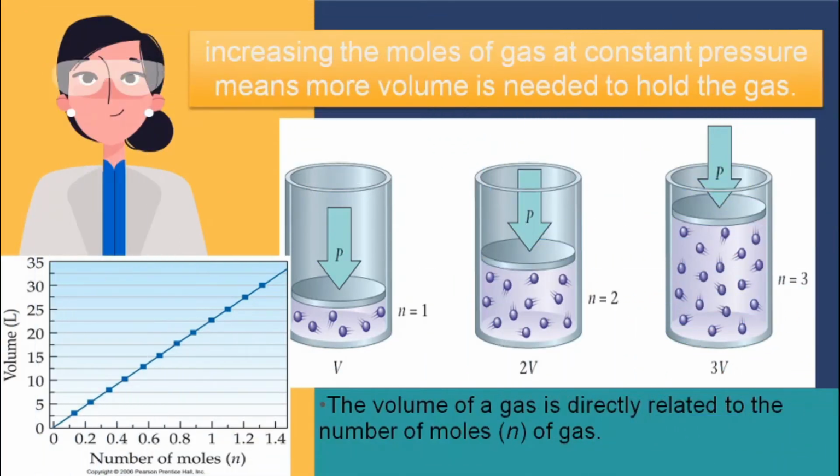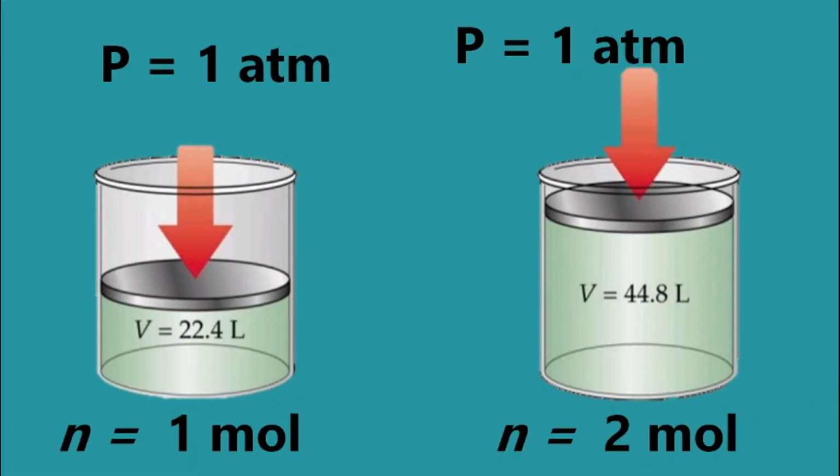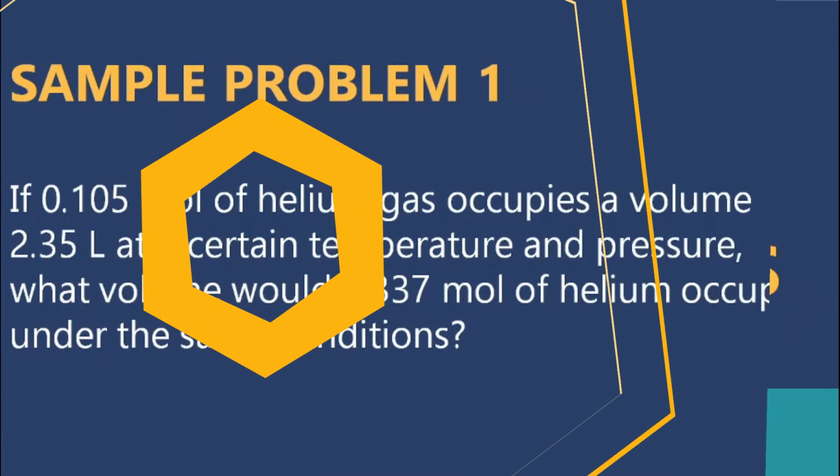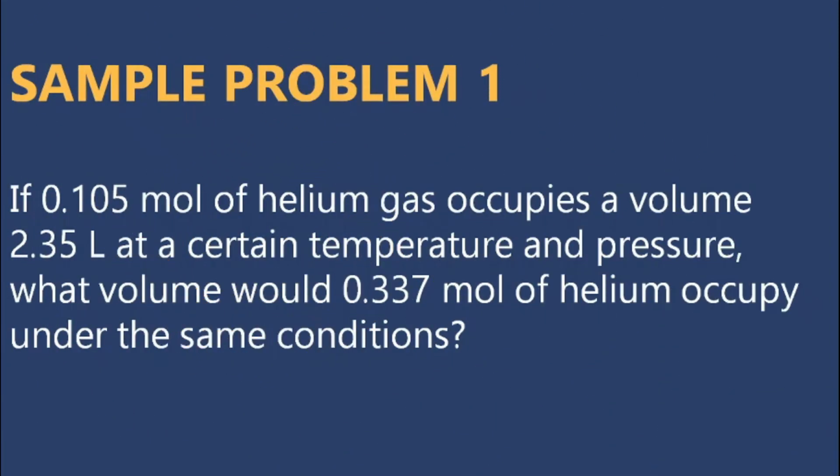This is the schematic illustration of Avogadro's law. The volume of a gas is directly related to the number of moles of gas. Increasing the moles of gas at constant pressure means more volume is needed to hold the gas. Since we already know the different formulas that we can use, let us apply Avogadro's law in solving the following problems. Sample problem number 1.